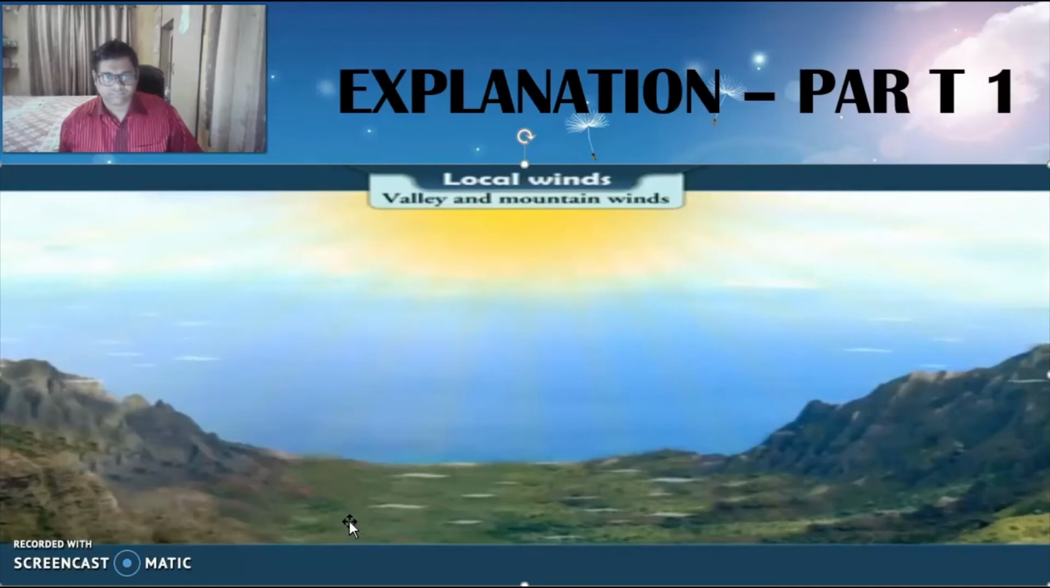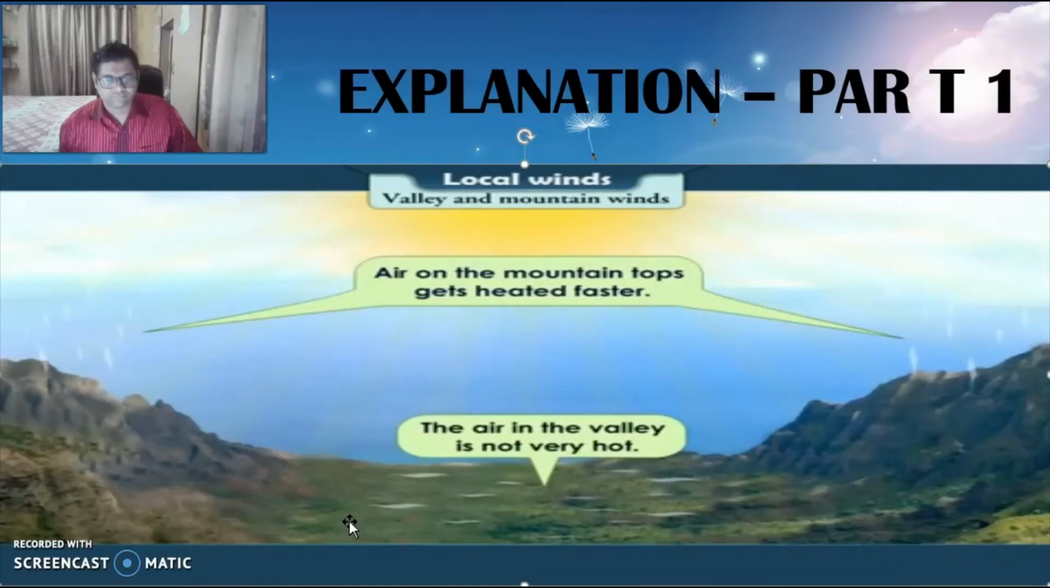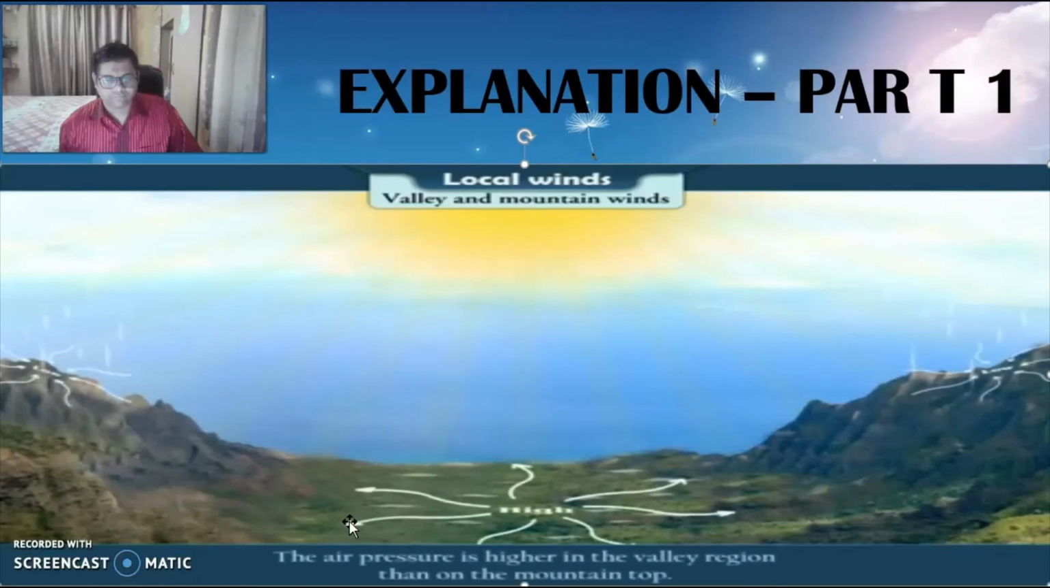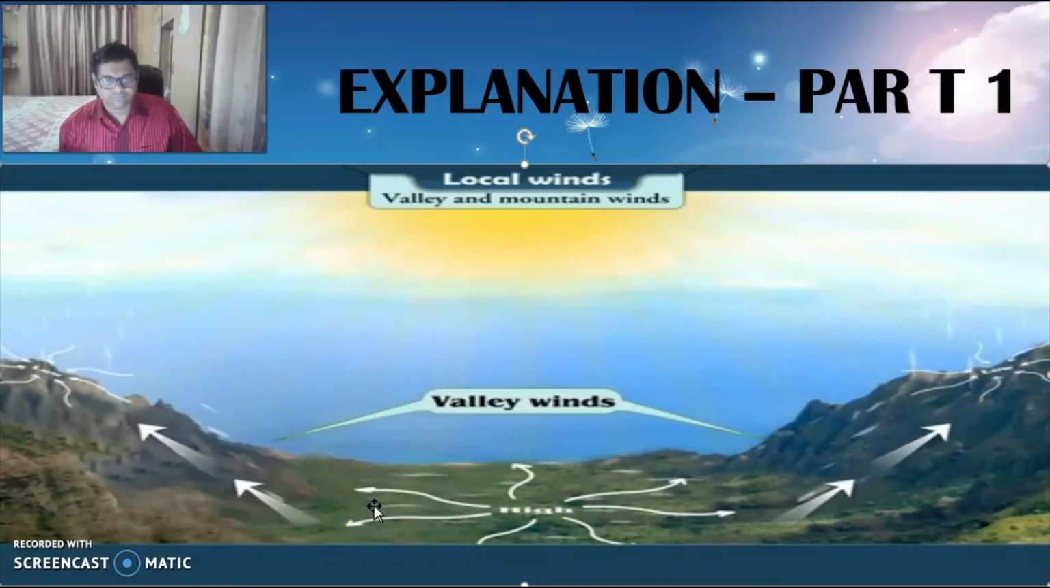A. Valley and mountain winds. During the day, air on the mountain tops gets heated faster. As a result, it becomes lighter and moves upwards. The air in the valley is not very hot. The air pressure is higher in the valley region than on the mountain top. Hence, wind movements start from the valley to the mountain top. These winds are called valley winds.